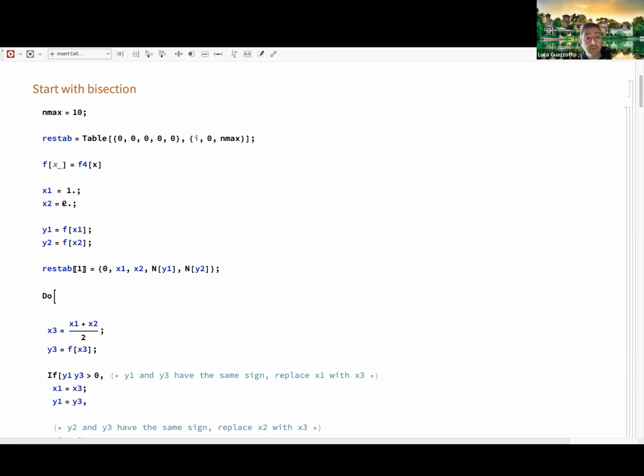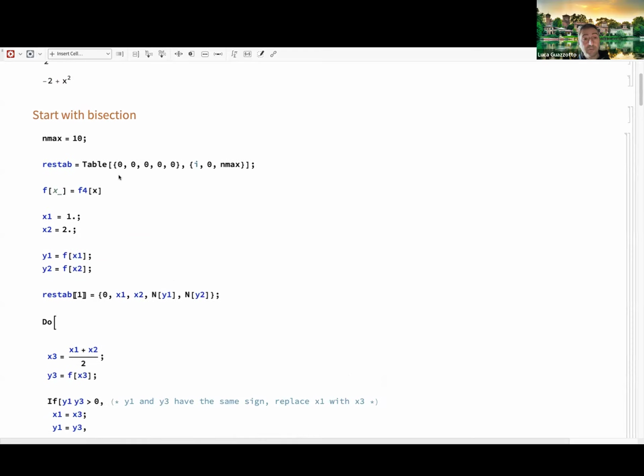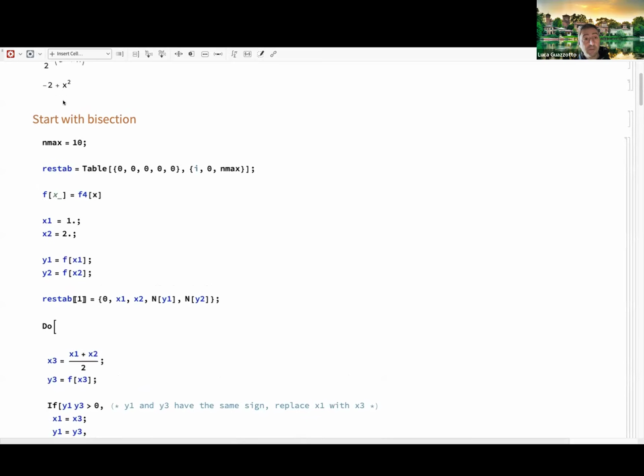Okay, let's see what I'm doing here. My two guesses are 1 and 2. I know that in this case it's easy, I'm using square root of 2. So I'm looking for square root of 2, and this is my function. I see that if x is equal to 1, the function is equal to minus 1, so it's negative. If x is equal to 2, the function is equal to 4 minus 2, which is 2, positive. I've bracketed the root, and now I can do a bisection.